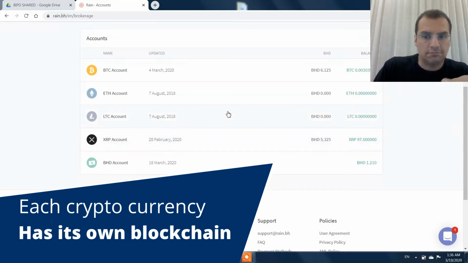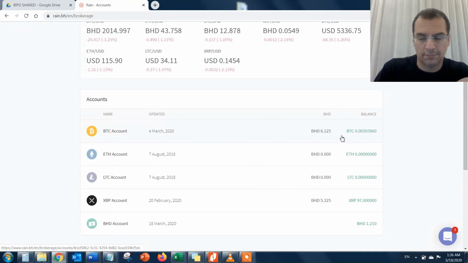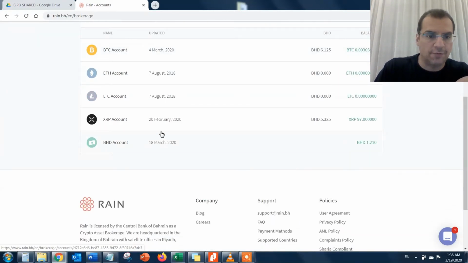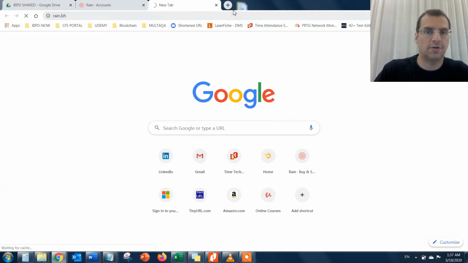For the first one, for example, BTC, I've got 6 BHD worth of BTC, which is about 0.0030396 balance of Bitcoin. For XRP, I've got 97 XRP units or coins, which is Ripple. XRP refers to the Ripple blockchain. So 97 XRP is equal to 5.325 BHD.